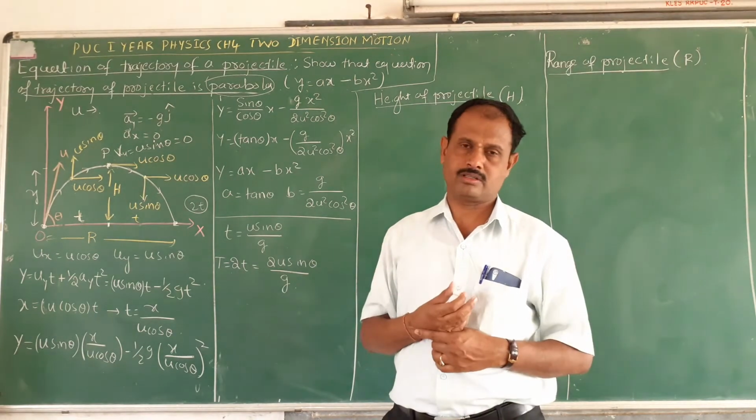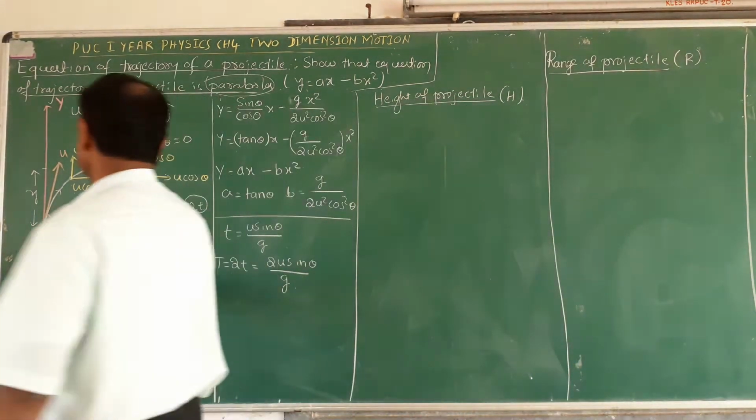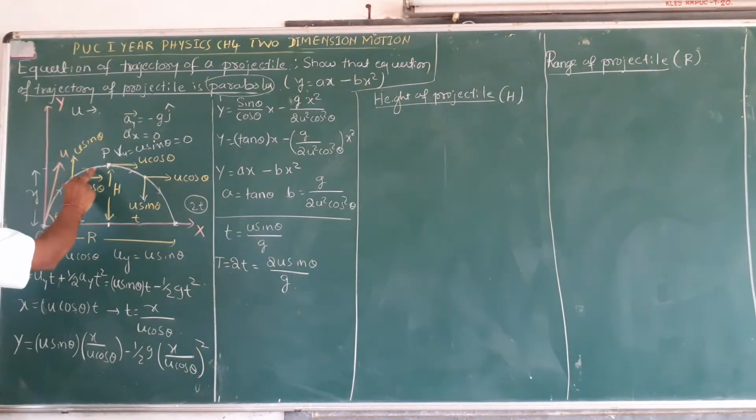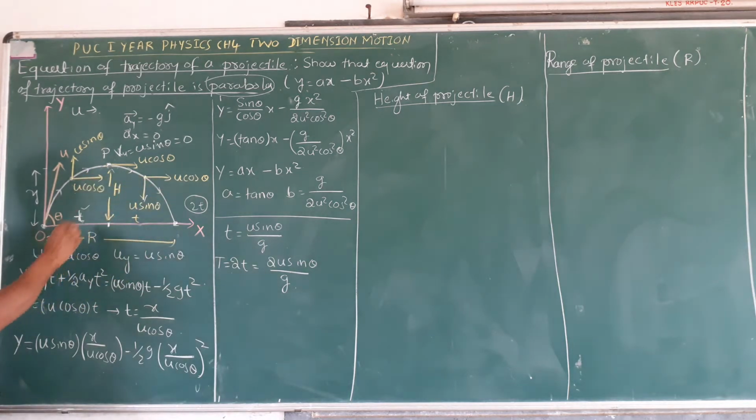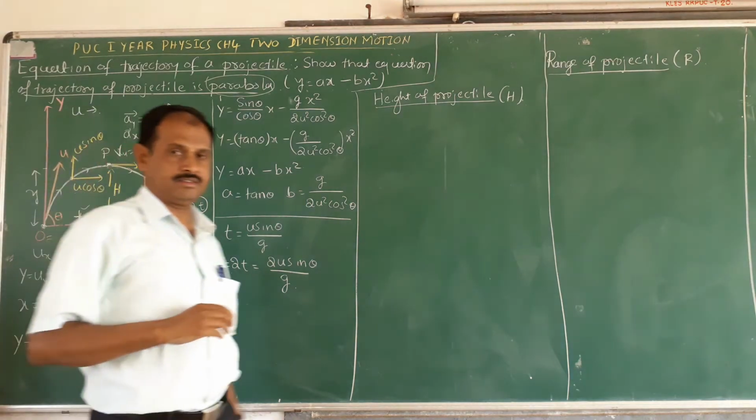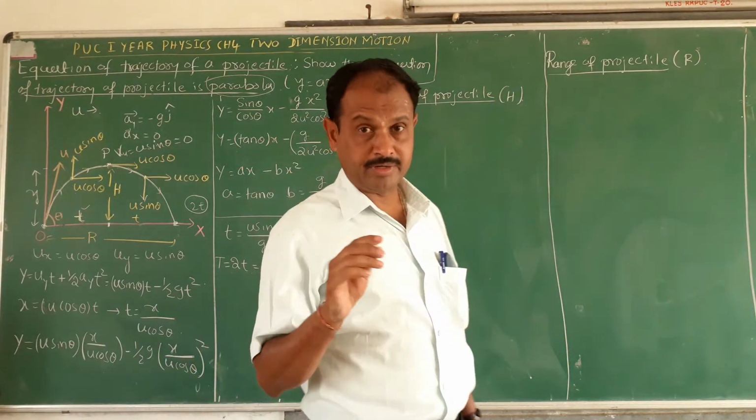Now, projectile motion. This is the ascent, and this is the maximum height of the projectile. Now, this is the descent. T is the time taken for ascent. Another T is the time taken for descent.